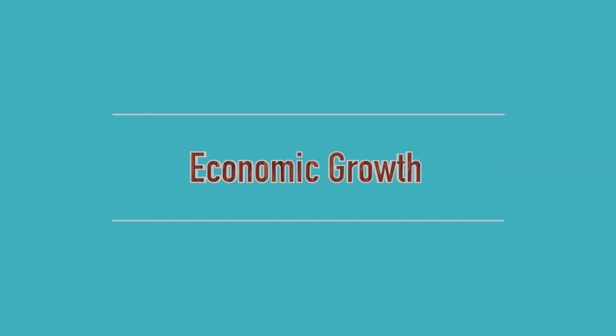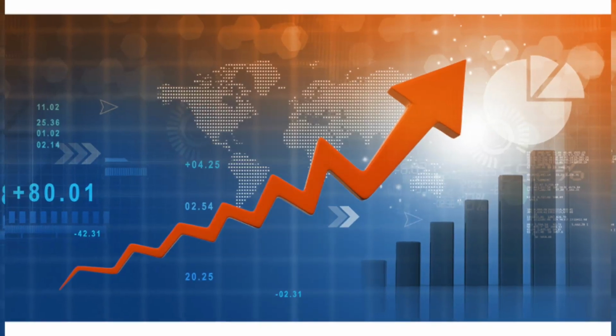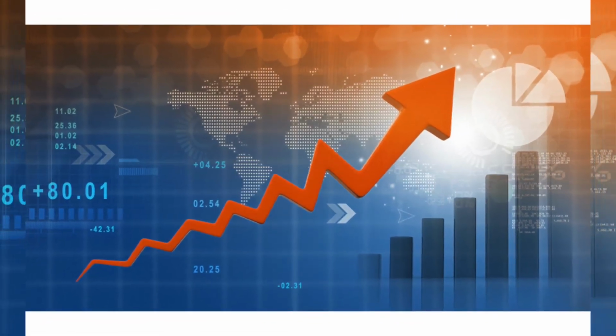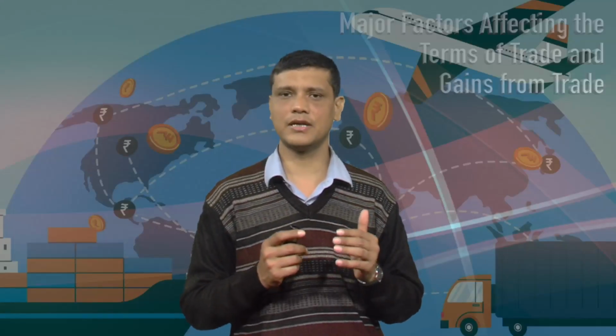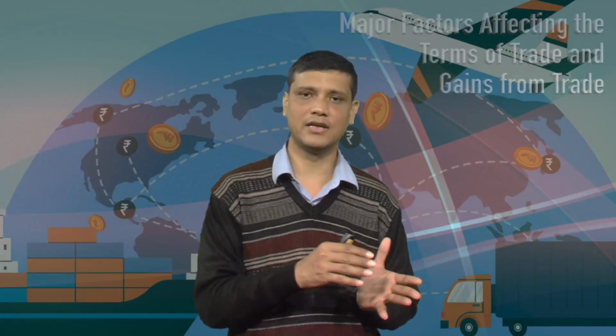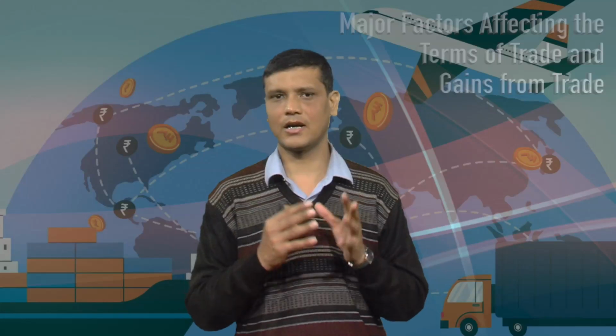The next factor affecting terms of trade is economic growth. Economic growth is another important factor which affects the terms of trade. The rising of a country's national product or income over time is called economic growth. Given the taste and technology in a country, an increase in its productive capacity may affect favorably or adversely its terms of trade. The production possibility curve and the community indifference curve of a country which experiences economic growth.